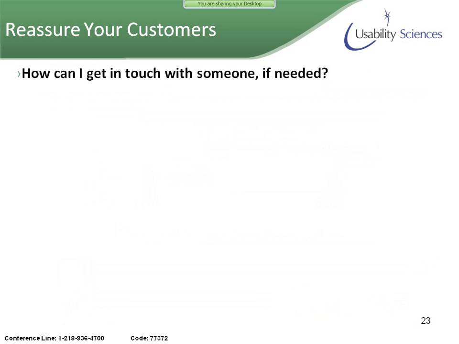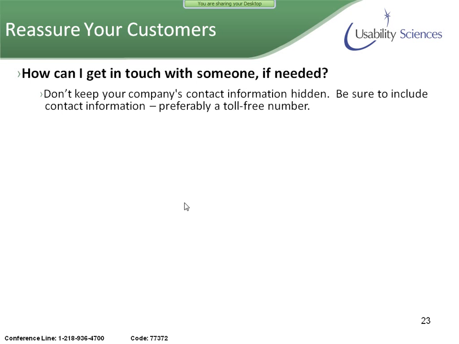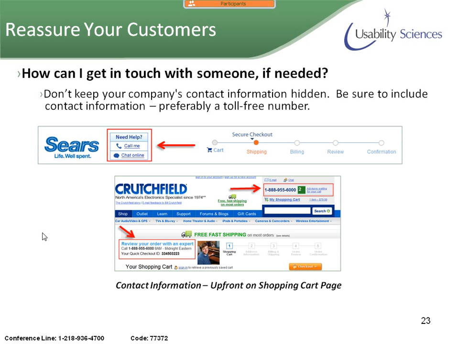Another way to reassure your customers is making sure that you have contact information or the ability to get in touch with someone if the customers need to during the ordering process. That's very important. So you don't want to keep your company contact information hidden. Just be sure you include it somewhere throughout the checkout process, and if you have a toll-free number, try to provide that. Here are a couple of ways that these websites have done this. This website actually has a call me feature, and we know that not every company has the ability to do that, but they also have a chat online.